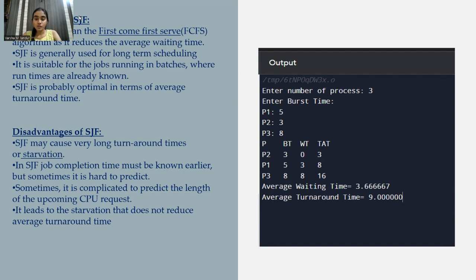The limitations of SJF are that it may cause very long turnaround times or starvation. In SJF, the job completion time must be known earlier, but sometimes it is hard to predict. Sometimes it is complicated to predict the length of the upcoming CPU request, and at last, it leads to starvation that does not reduce average turnaround time. So this was about the concept of the CPU scheduling algorithm SJF.